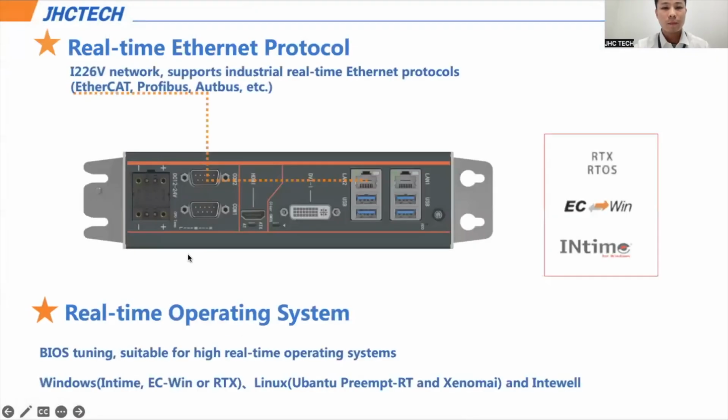Next is the network chip. There's one I226V network chip, and the other is an I219 network chip. The 226 network chip can support industrial real-time Ethernet protocols like EtherCAT, Profibus, and other real-time applications. We also can provide the BIOS optimized for high real-time operating systems, like Windows with InTime or ECWin, or Linux OS like Ubuntu Premium RT or Xenomai.